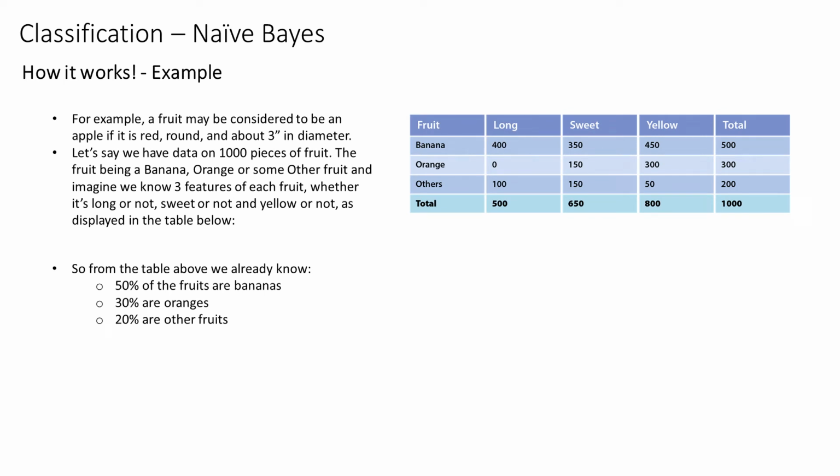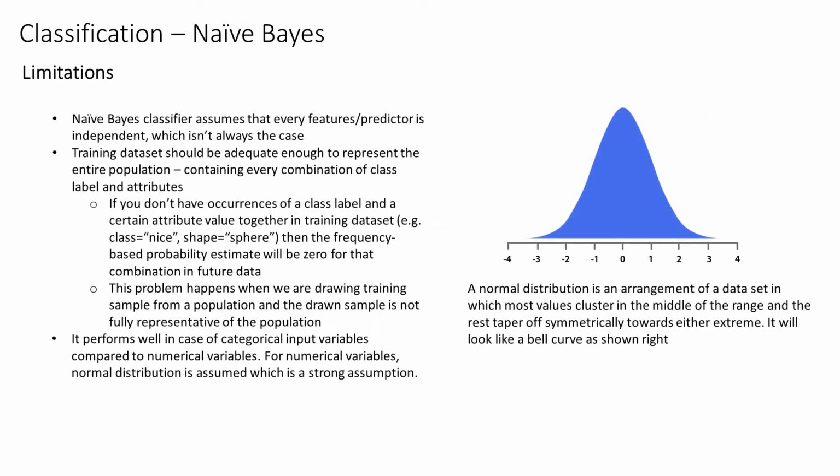Let's say we want to classify fruit. Fruit may be considered to be an apple if it is red, round, and about 3 inches in diameter. If we have data on 1,000 pieces of fruit, including features or characteristics of each one, such as shape, length, color, sweet, sour, etc., we can classify the 1,000 pieces of fruit. A business might also use naive Bayes for weather forecasting, where the analysis is based on temperature, humidity, pressure, and others. And it can predict if it will be rainy, sunny, or windy tomorrow. There are several limitations to the naive Bayes classifier.